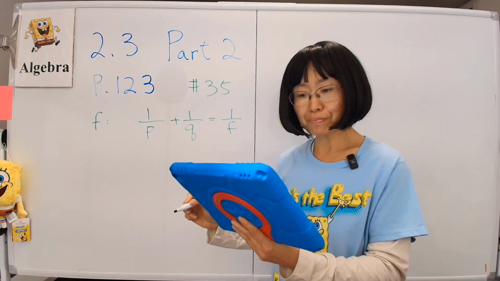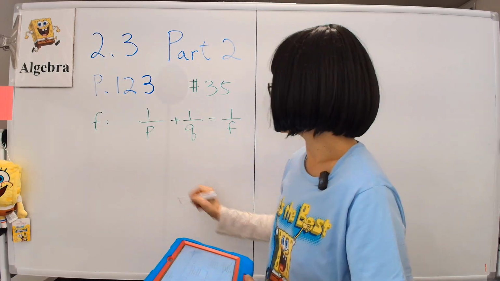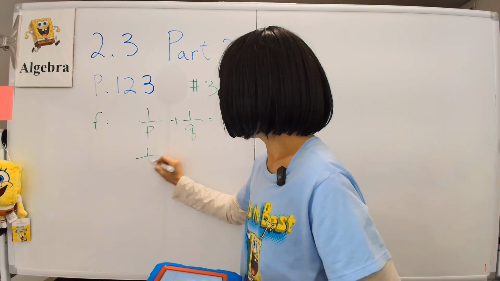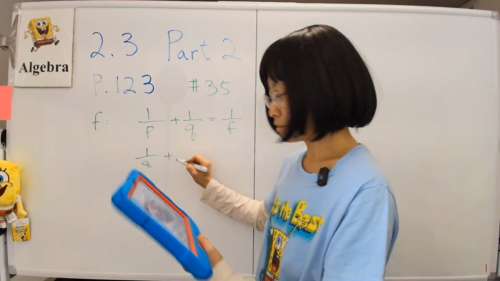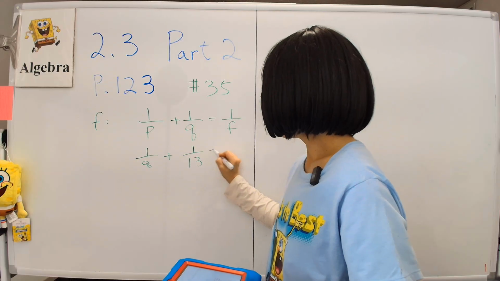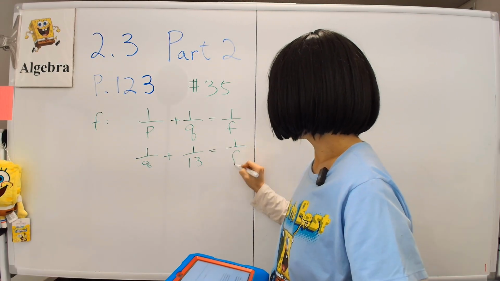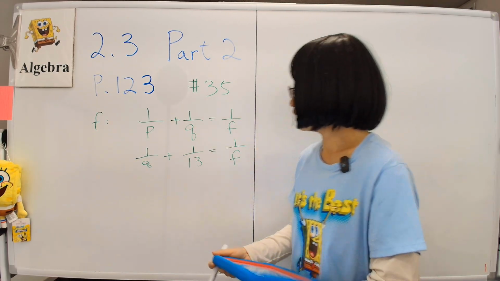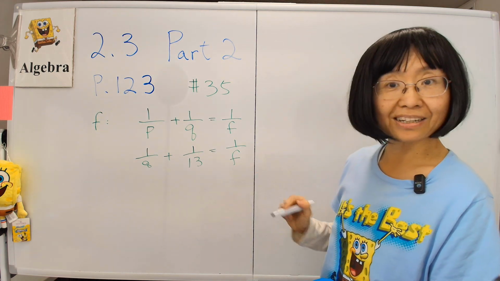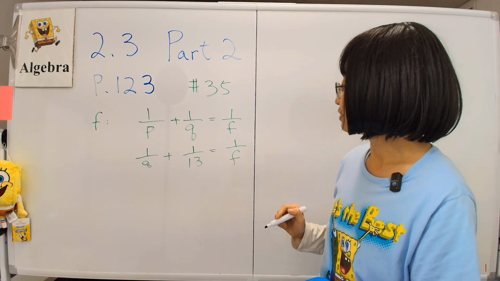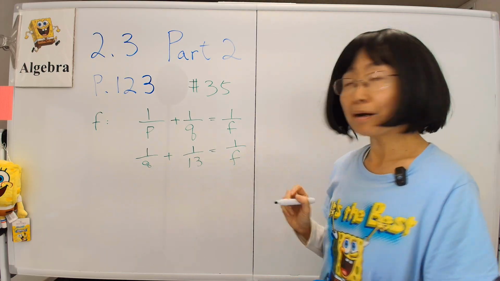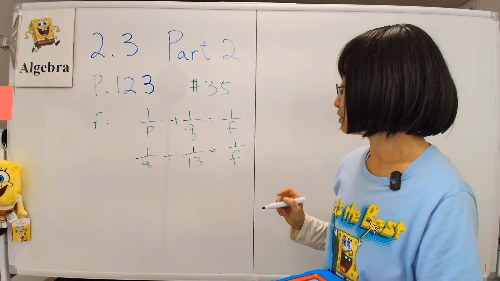But we're given what P and Q are. So P is 8, so we'll put that P value in here. So 1 over 8 plus 1 over, what is this? 13. 1 over 13 is equal to 1 over F. And then what we're going to do is we need to take F out of here, okay? So what are we going to do? We can do the common denominator trick that we've been doing the whole time, okay?